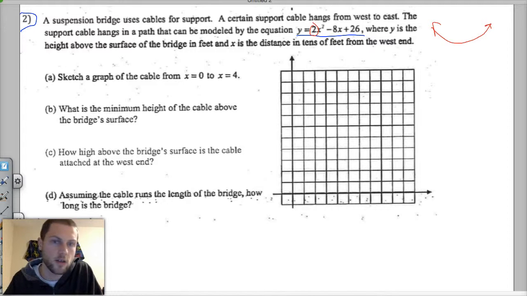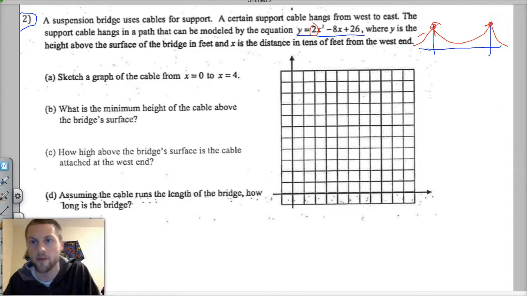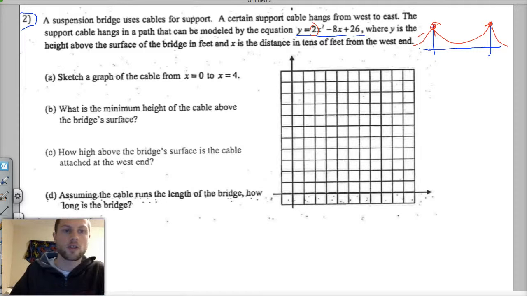I guess if this is a cable suspension bridge, it's the kind of bridge that's looking something like this. And we're just getting a small snapshot of this thing. So here's your bridge. And I think this from here to here is kind of what we're after. So first things first, let's sketch a graph of the cable from x equals 0 to 4.